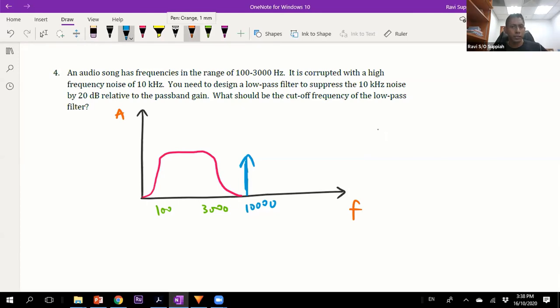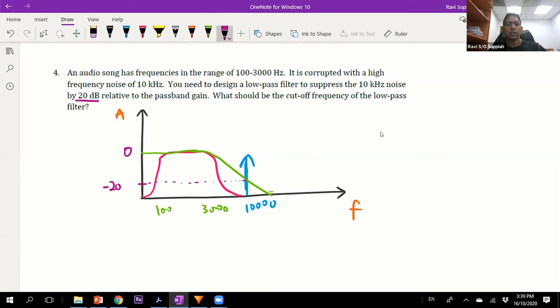So when I design the filter, we know how a low pass filter looks like. What we are going to design is going to be something like this, and of course it should start to come down around there. Roughly around there is what we are aiming for, but this is just a graphical representation. Mathematically, the 10 kilohertz noise must be suppressed by 20 dB relative to the passband gain. That means if the gain over here is zero, at the point where the filter response is touching this 10 kilohertz wave, it should be negative 20 dB.